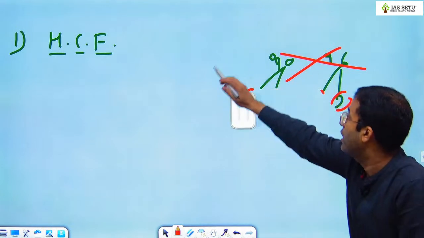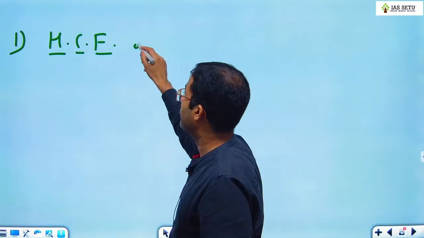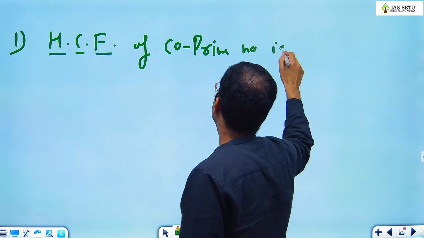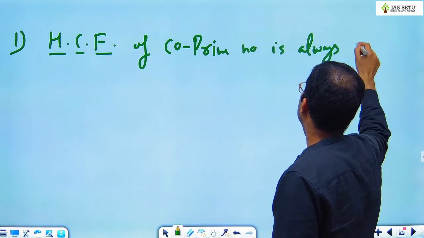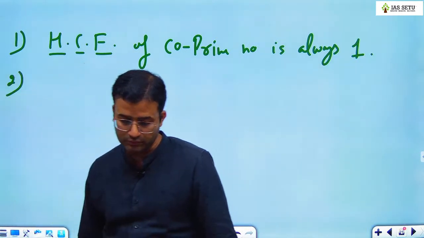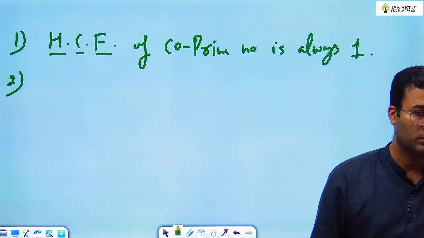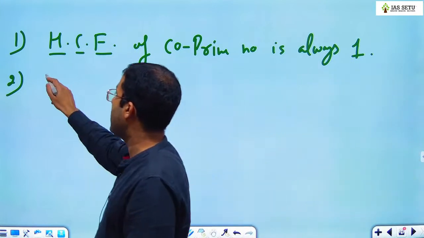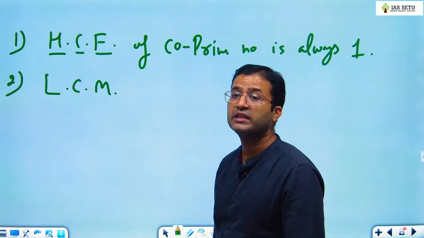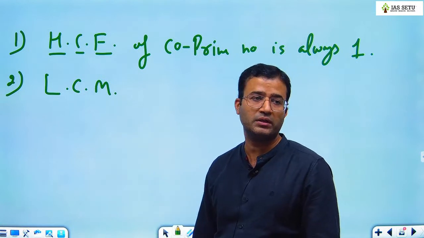Now you write. HCF of co-prime numbers is always 1. Second point is LCM. What is LCM? Least common multiple. Anyone? What is the LCM of co-prime numbers?